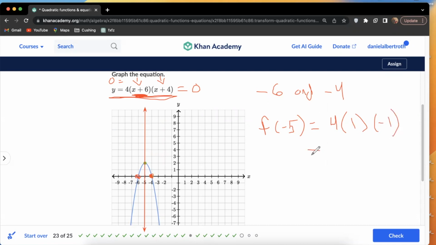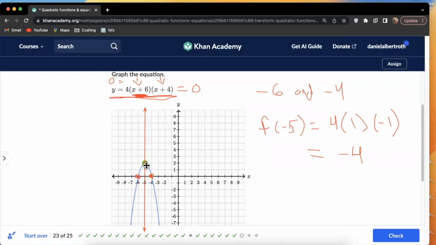So when the input is -5, the output is 4 times 1 times -1. That's -4, because there's one negative sign, and that all multiplies out to -4. So when the input is -5, the output is -4. That means the vertex is way down here at (-5, -4).